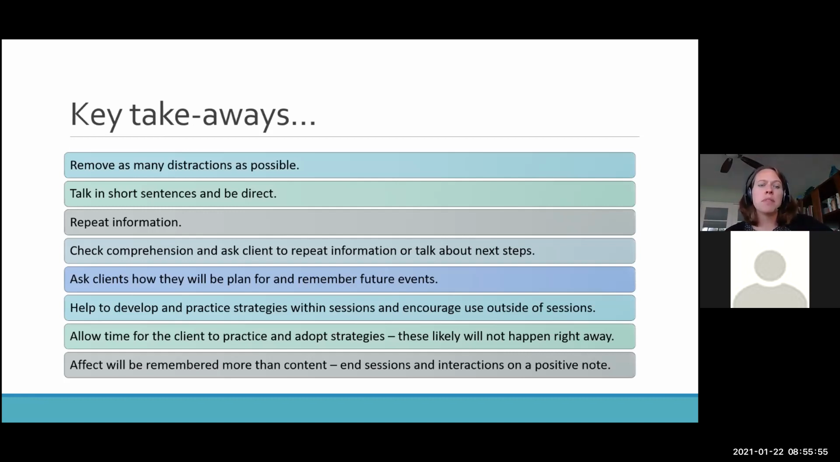And finally, affect will be remembered more than content. So this is the part where that therapeutic alliance is really important. Did the person feel comfortable in my environment? Did they feel respected? Did they feel listened to? Did they feel like you were there to help them? Even if all the details of the information are not remembered, they will remember how you made them feel, and that is going to help bring them back and work on some of these harder skills and tasks.